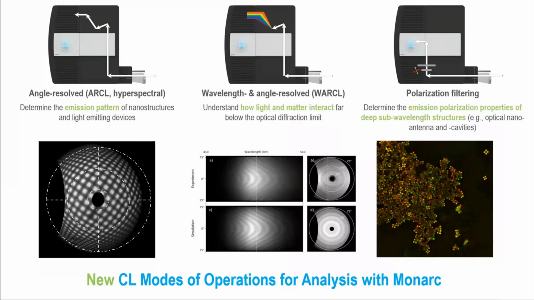So not only is the system really easy to use, but we've also introduced a new range of analytical modes that can be used with the system. And I mentioned some of these briefly on the previous slide. So we can start looking at angle resolved, so determining the emission pattern from a material. But we can also extend that further and capture information about wavelength and angle in the same data set. So we can really understand how light and matter interact far below the optical diffraction limit. And of course, as I highlighted on the previous slide, we can perform polarization measurements too. So look at the emission polarization properties of these deep subwavelength structures, for example. And the polarization mode can be used in conjunction with any of the modes that I've described so far in this presentation.